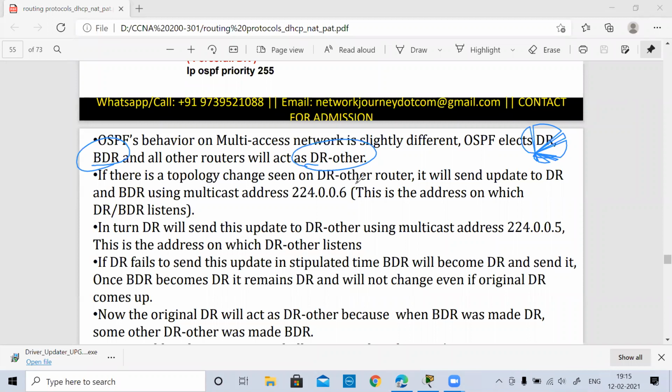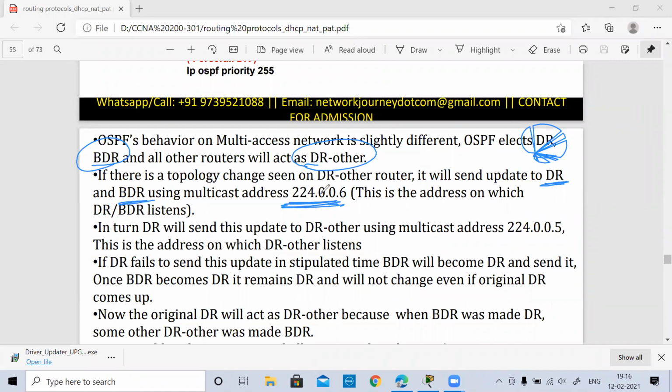is a topology change on the DR other routers, it is going to send the update to the DR and the BDR using the multicast address 224.0.0.6. Okay, so here is where your DR and BDR are going to listen to you. Okay, so if any of the routers come across any changes in their interfaces, link up, link down, interface up, interface down, they are going to send this update not to everyone but only to the DR and the BDR.